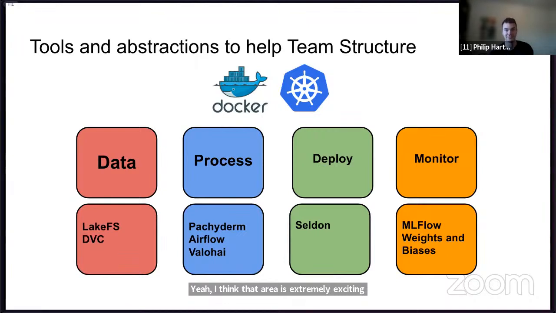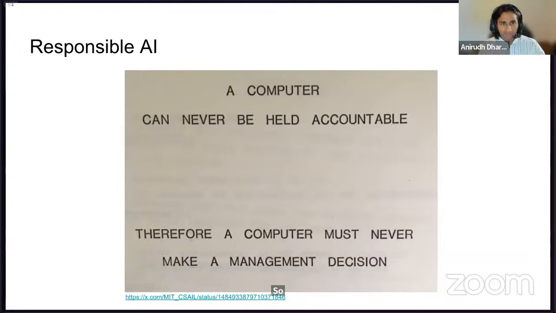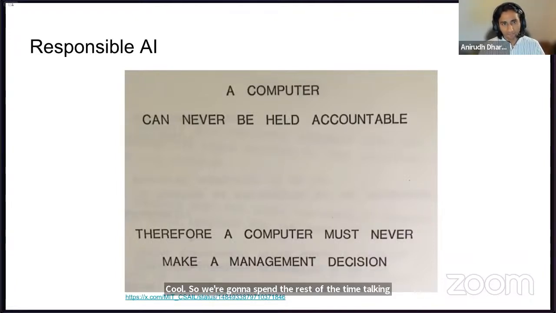Cool. All right, well, that concludes the topics of user experience and team structure. I'm going to hand it off to Responsible AI now. So, cool. We're going to spend the rest of the time talking about responsible AI.